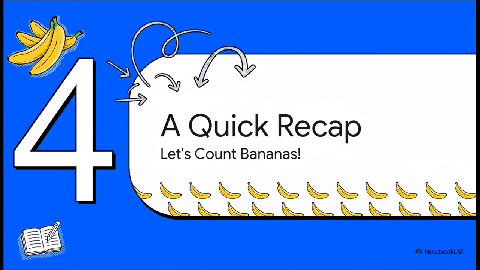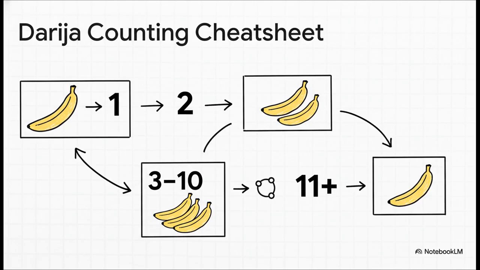Okay, I know that was a bit of a whirlwind, but you can see how it all fits together into this really neat system. So let's do one final super quick run through just to make sure it all sticks. Here it is, your complete Darija counting cheat sheet. For number 1, it's noun first. For 2, it's joj plus the plural. For 3 to 10, it's number plus de plus the plural noun. And for everything 11 and up, it's just the number plus the singular noun. Boom, that's the whole system right there.